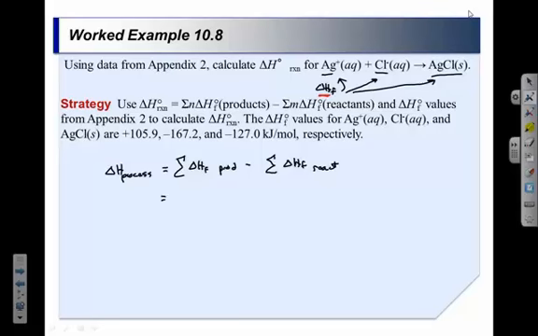So then I just plug in the values. So the products, I only have one product, silver chloride solid, the delta HF value. These are listed in order respectively 1, 2, 3. So the delta HF value for that is this one. So that's a negative 127.0 kilojoules per mole of silver chloride.